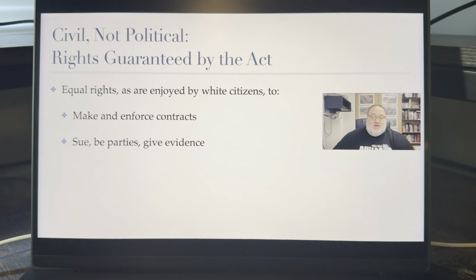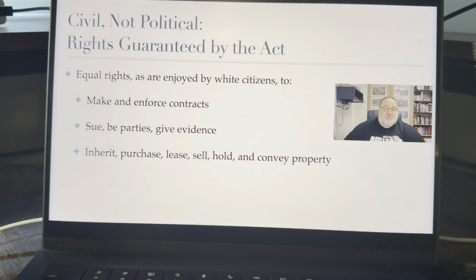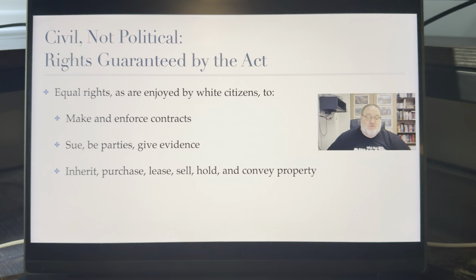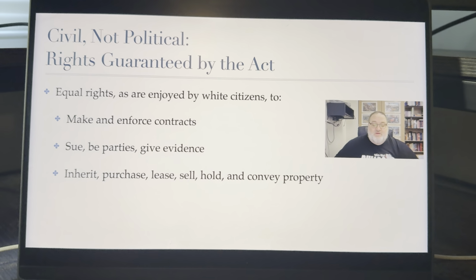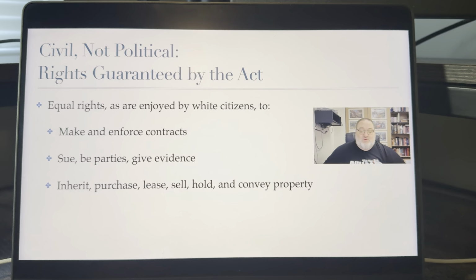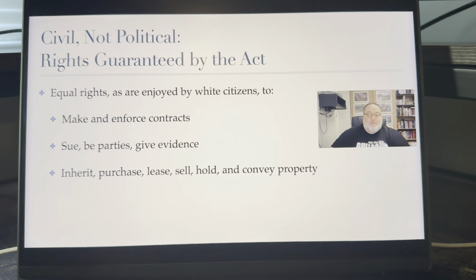Legal process rights, the right to sue, to be parties, to give evidence in court. This directly strikes at black codes that barred black testimony against whites. Property rights, the right to inherit, purchase, lease, sell, hold, and convey real and personal property. Here, the act is targeting rules that tried to keep land and wealth out of black hands.